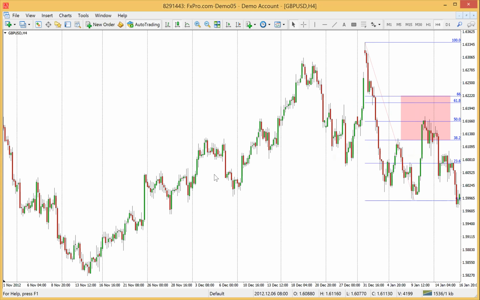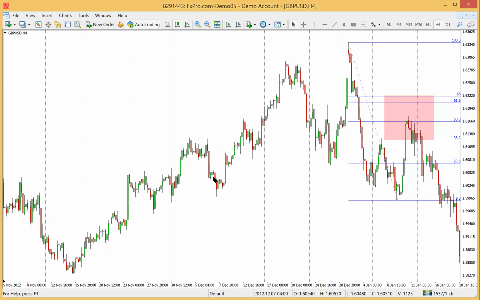Does everyone understand how to use the Fibonacci for a sell position? Or do you have any questions? So no questions about Fibonacci? Anybody got any questions about Fibonacci? Literally any? It's quite simple. When you draw Fibonacci for a sell, I'll go over it again, you draw it from high to low. And when you draw Fibonacci for a buy, you draw it from low to high.